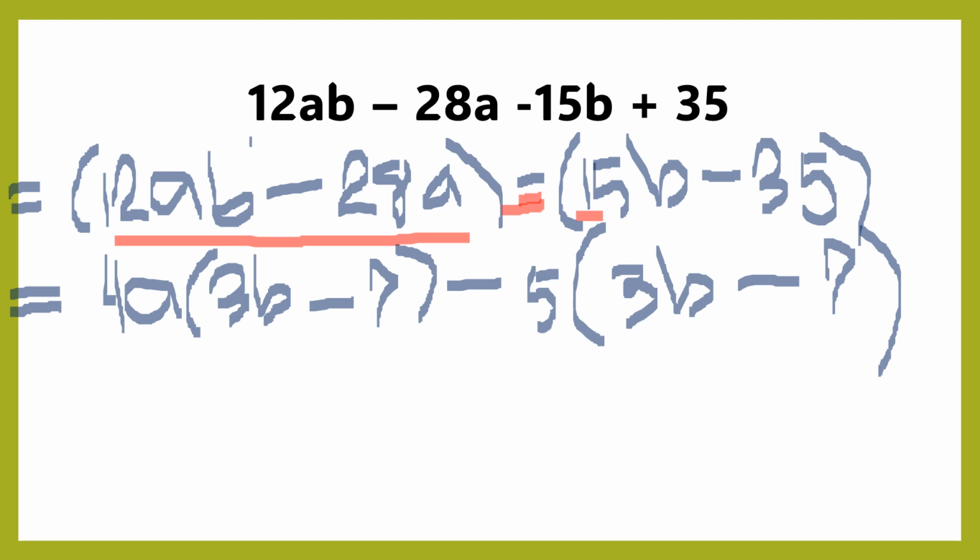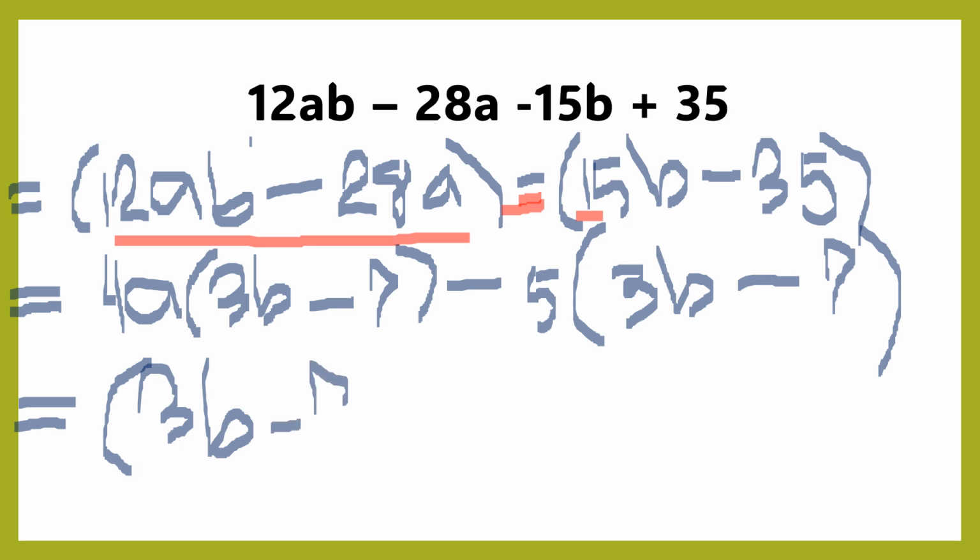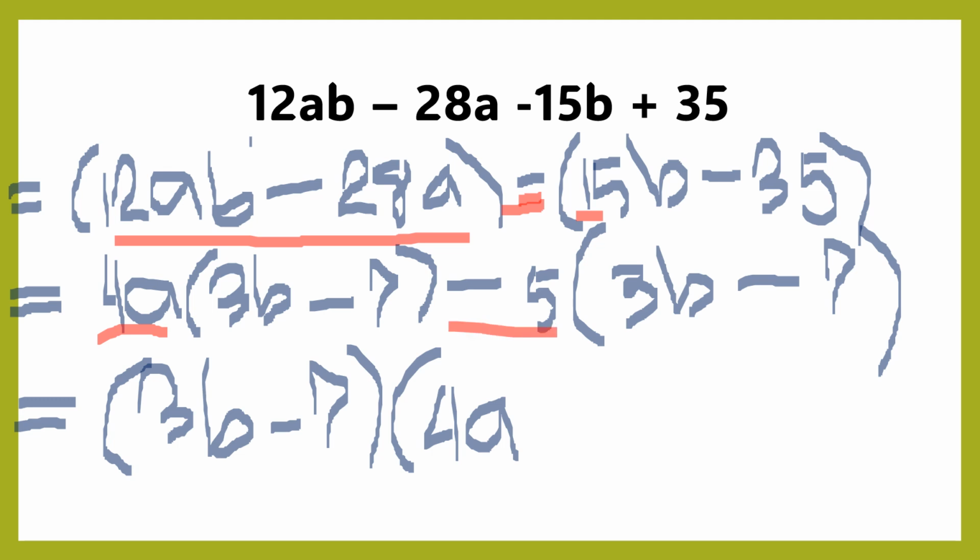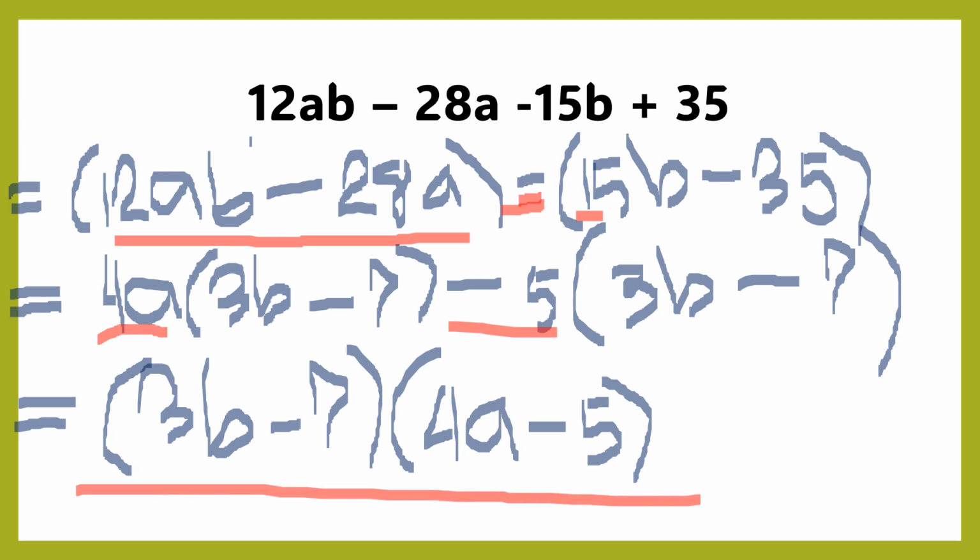Alright. Now, you put equals. Factors inside the parentheses we have 3b minus 7, close parenthesis, open parenthesis. Our first GCF here is 4a. So copy it here, 4a. And then we have here minus 5. Copy it here, minus 5. And then close it. And this is our final answer.